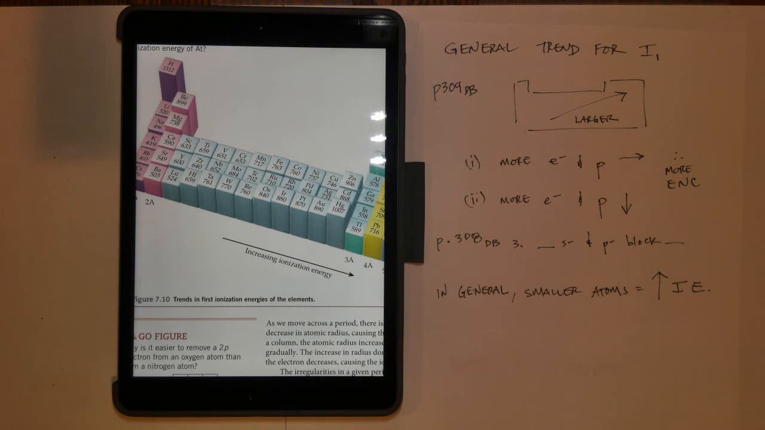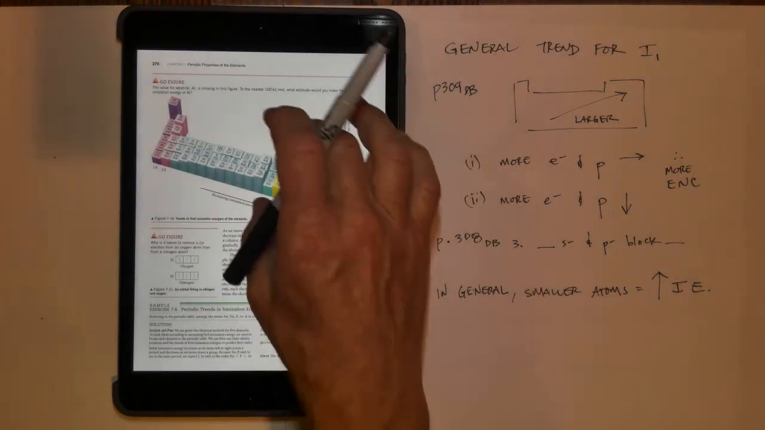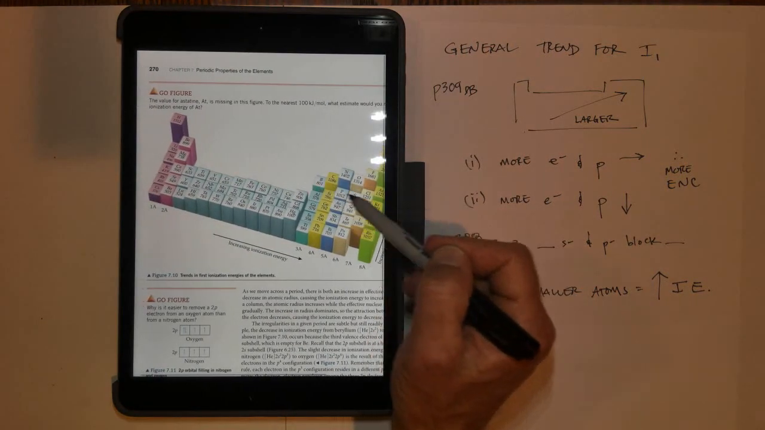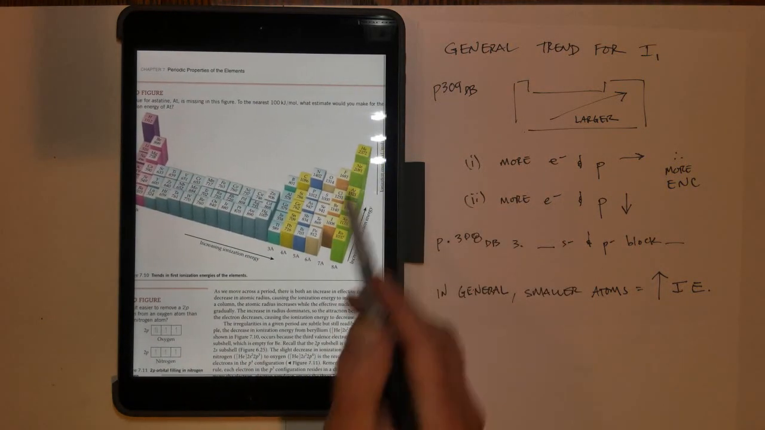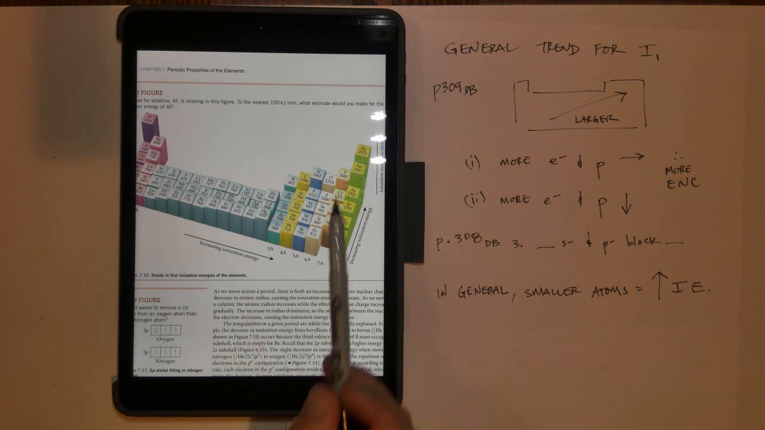So in general, smaller atoms have a larger ionization energy. And you can see that these all up here have a larger ionization energy than these down here because the electrons are closer to the nucleus.